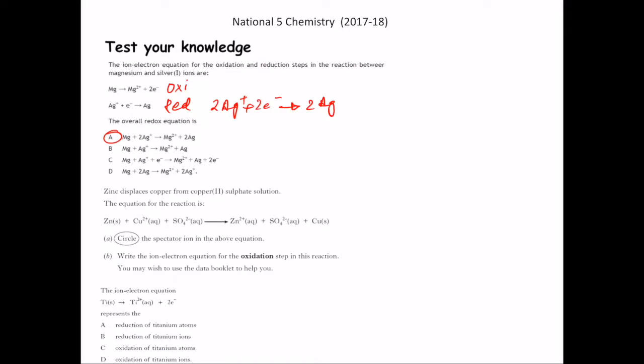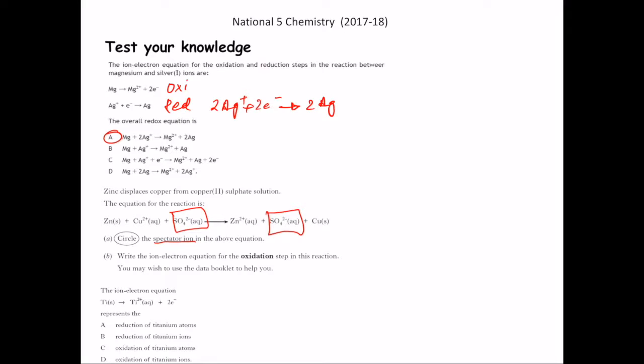Zinc displaces copper from copper sulfate solution. The equation for the reaction is zinc plus copper ion plus sulfate ion gives you zinc ion plus sulfate ion plus copper. So circle the spectator ion. Spectator ion is the ion which remains the same on the reactant and the product side. So we can see here that sulfate ion is same on the reactant and product side. So this is the spectator ion.